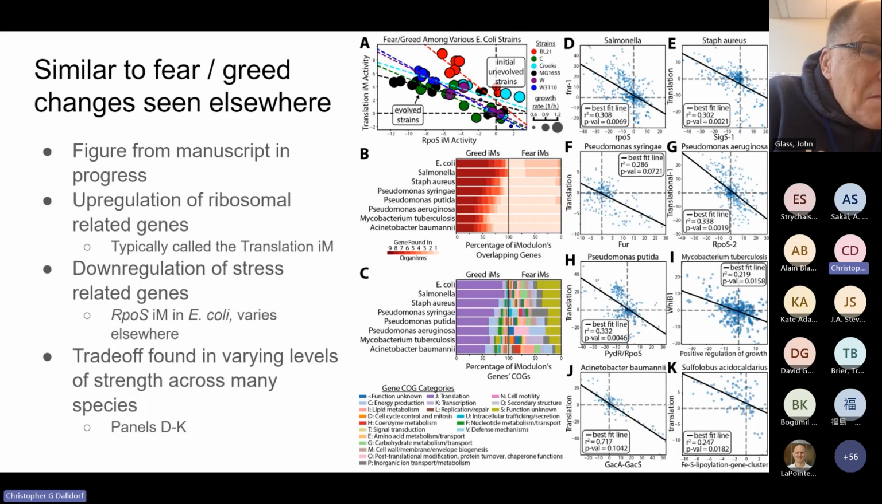Panels B and C show how these iModulons, or just think groups of genes, are conserved between each other. These greed-related ones are essentially just all ribosomal subunits and are really found in all species everywhere, and the fear ones less so, presumably due to varying natural stresses found in their own environments.